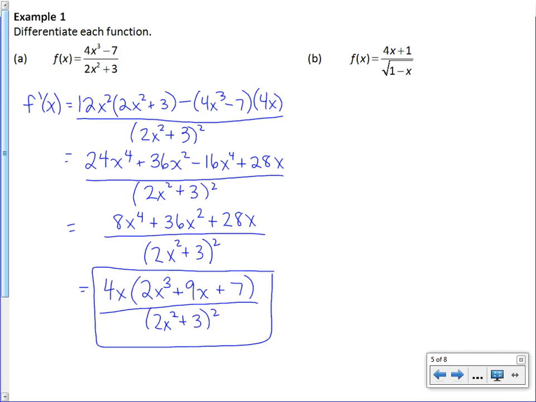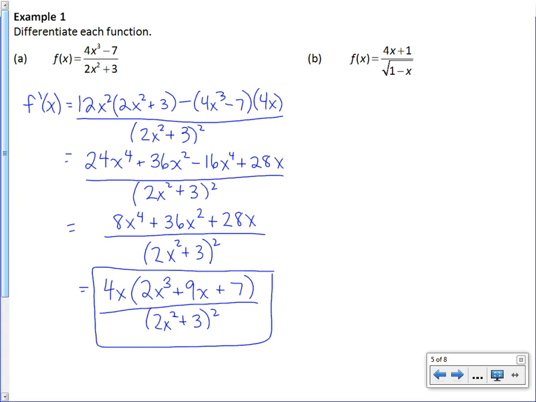For B, f of x equals 4x plus 1 all over the square root of 1 minus x. Be prepared for something like this, where there's a radical part. So, do I just go to town here? Should I do anything first to get ready to do this? I should maybe rewrite the bottom as blah to the exponent what?